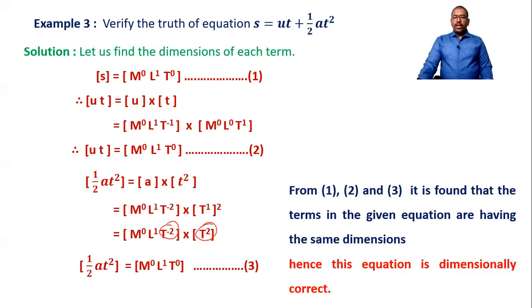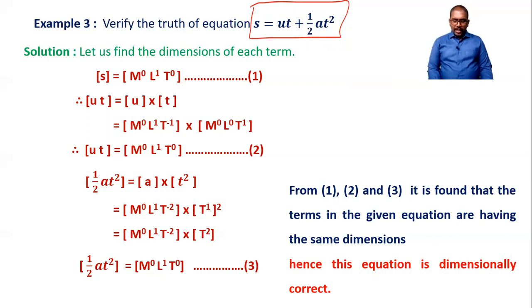So from 1, 2 and 3, it is found that the terms in the given equation have the same dimensions. Hence, this equation is dimensionally correct. So remember one thing here: if all the terms have the same dimension, then the equation is dimensionally correct. In other words, we can go in the reverse way. If the given equation is physically true, it means the dimensions are the same.